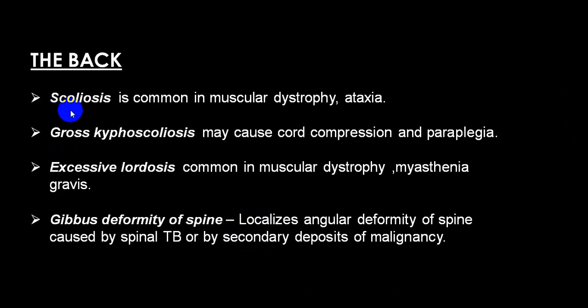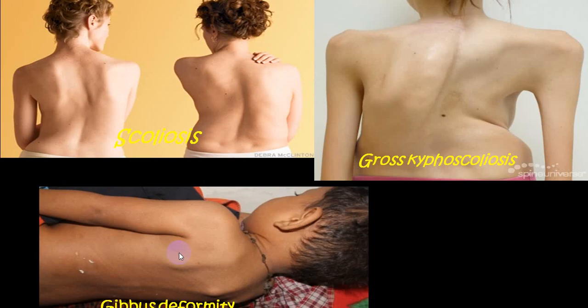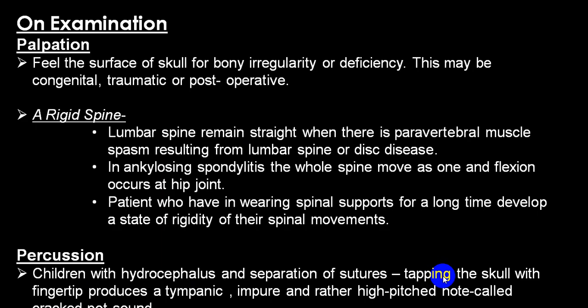Then you can look for scoliosis, kyphoscoliosis, lordosis. Lordosis will be quite common in muscular dystrophy. Scoliosis will be also very common in muscular dystrophy. Kyphoscoliosis will be common with, and that can end up with paraplegia. Gibbous deformity will be quite common with spinal tuberculosis, or we call pot spine. So scoliosis, kyphoscoliosis, gibbous is quite common with pot spine. So all these are minor things.